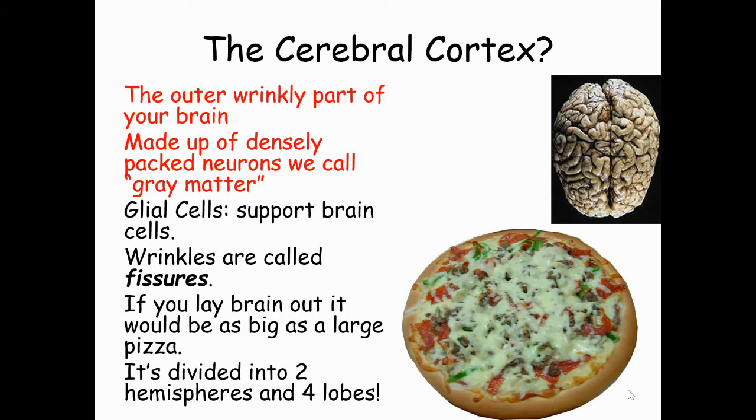It is the outer wrinkly part of the brain. It's only, I don't know, maybe half a centimeter thick, okay? But when you look at the outer wrinkly part, you are looking at a part of your brain that is made up of densely packed neurons that we call gray matter. Now, gray is good, gray matter is good. The brain is made up of gray matter and it's made up of white matter.